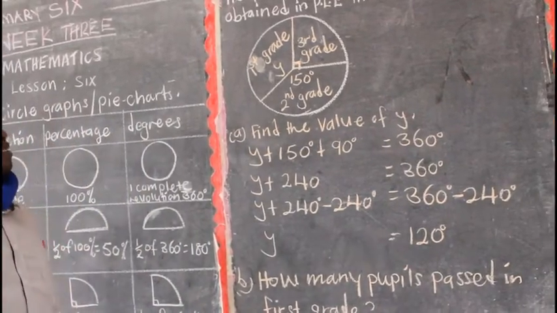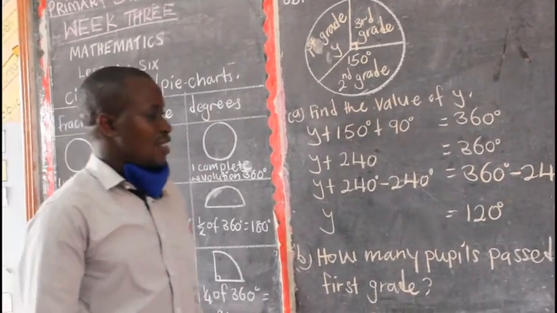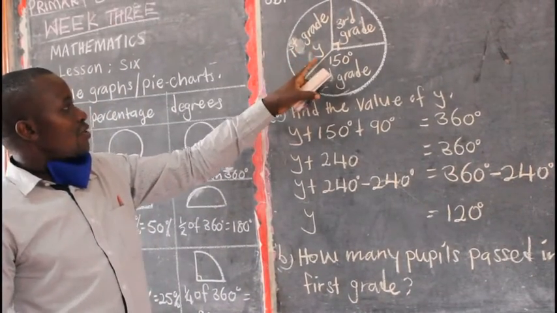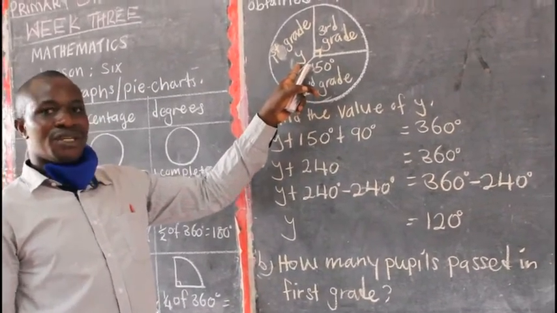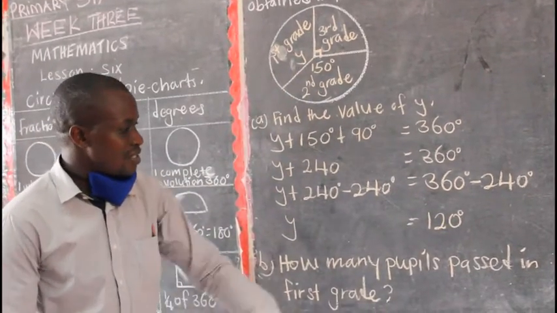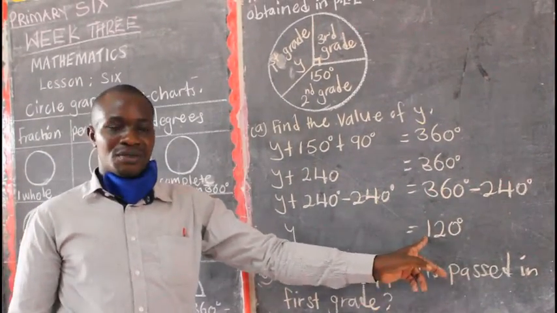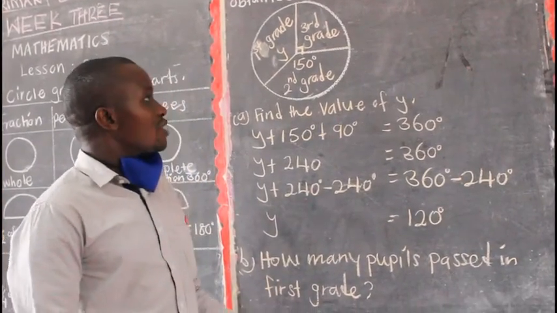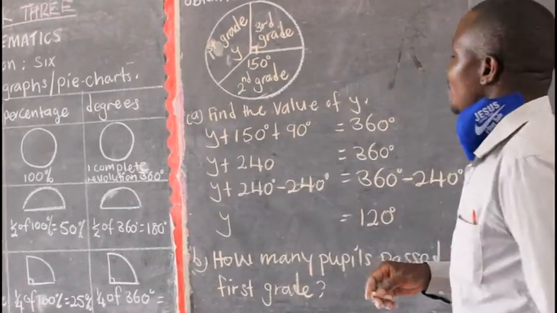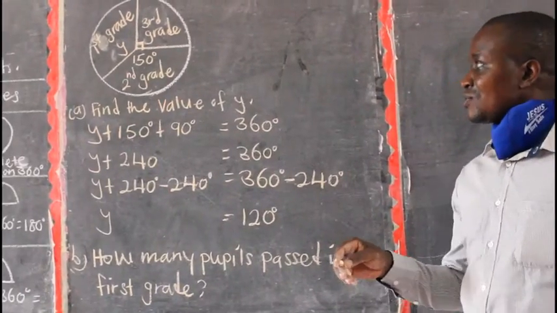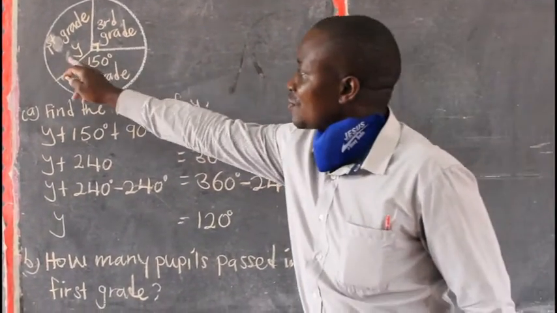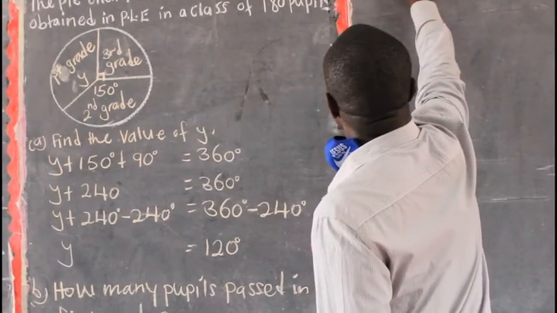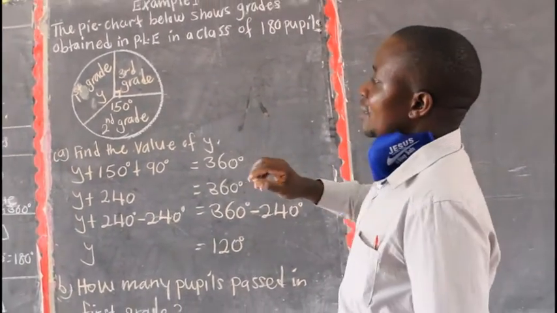How many pupils passed in the first grade? Then you come to the first grade. In the first grade, we are having y, and good enough, we have still to get the value of y as 120 degrees. So this sector is being represented by 120 degrees. To get the number of children who passed in the first grade, we are going to get the degrees for this sector here, first grade, which is now 120 degrees out of the total degrees.